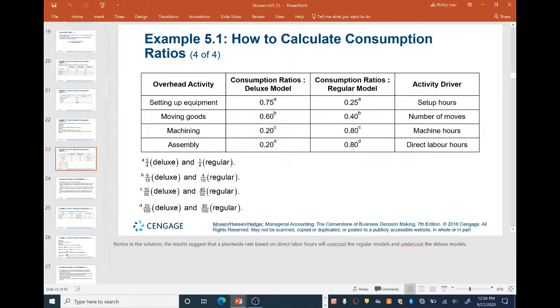Okay, so we can see here on this step the overhead activity: setting up equipment, moving goods, machining, and assembly. That's the overhead activity, but the thing that's related to it, meaning the activity driver, for setting up the equipment is going to be your setup hours. Moving goods, the number of moves will be your activity driver. Machining, that's going to be machine hours. Assembly, direct labor hours. So that's the relationship between the overhead activity and the activity driver.